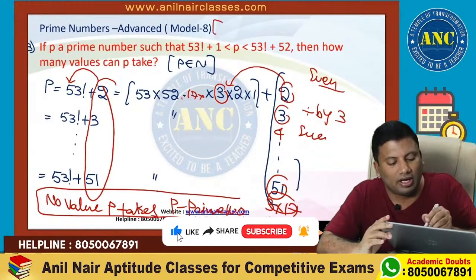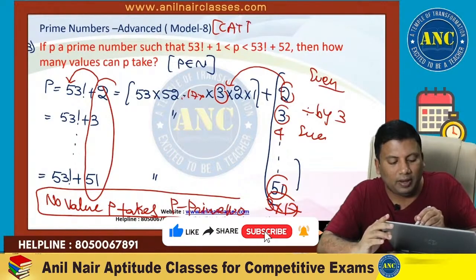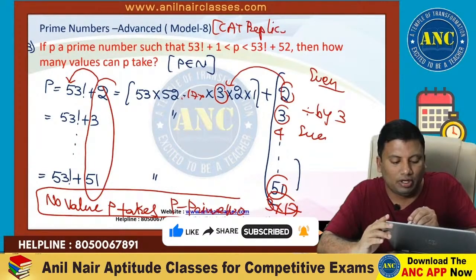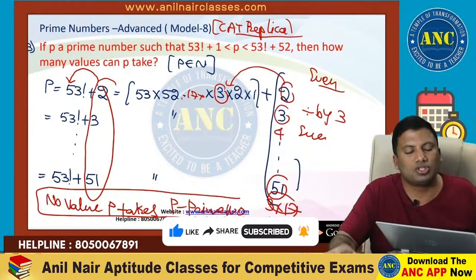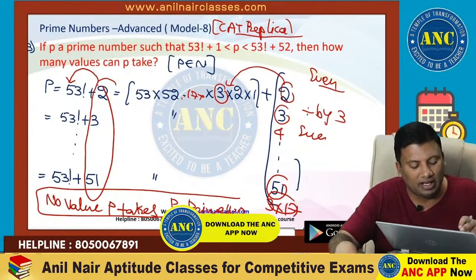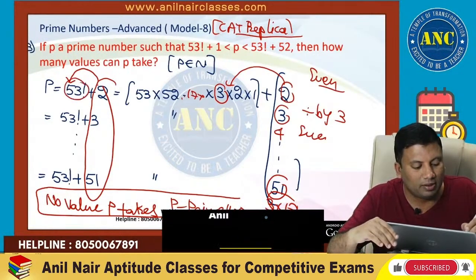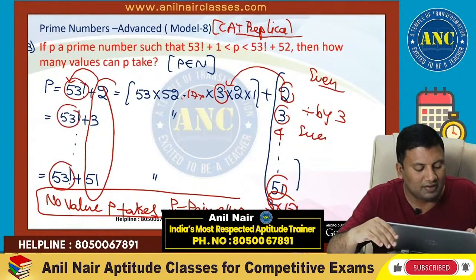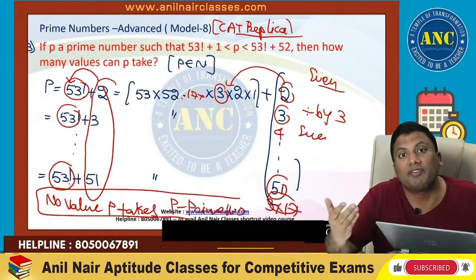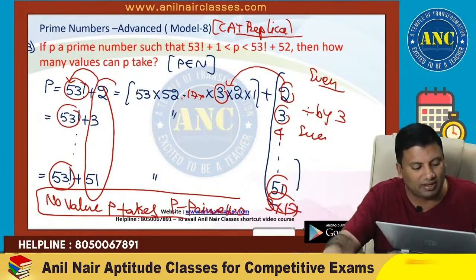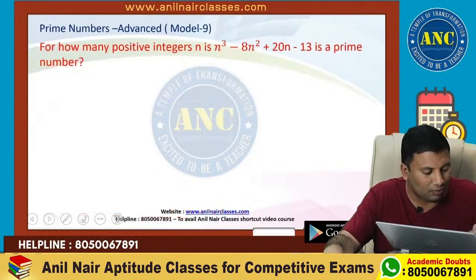Very, very good. A CAT replica question, sir. This is the beauty of the CAT examination. Most of them are logical questions. 53 factorial plus 2, plus 3, up to plus 51, is divisible by 2, divisible by 3, divisible by 51, because in 53 factorial, 3 will come, 17 will come. Third question, I hope it is clear.